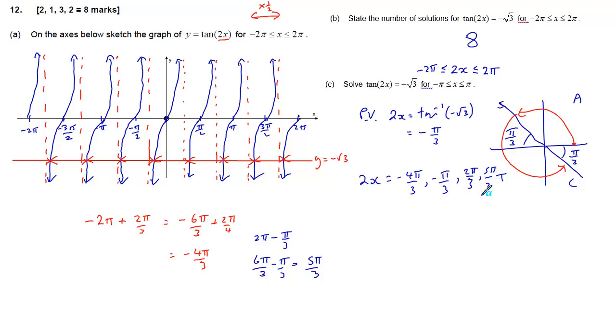So then our final answers for x are going to be negative 4 pi by 6, or negative 2 pi by 3, negative pi by 6, 2 pi by 6, which we can write, of course, as pi by 3, and 5 pi by 6.